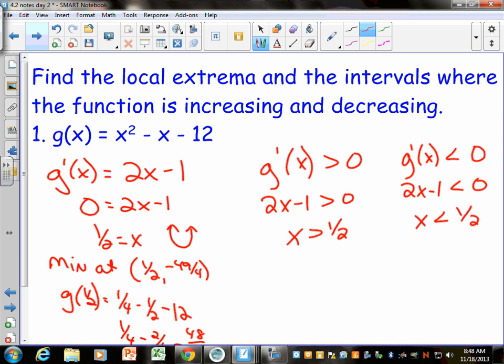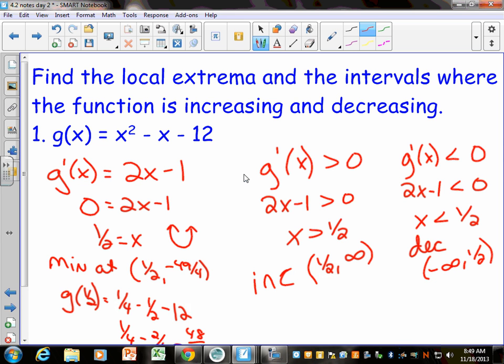It says, give intervals where the function is increasing and decreasing. Because of this, I know my graph is increasing from 1 half to, where does it stop increasing? Think about the shape of our graph that we know already. To infinity! And it's decreasing from where to where? Negative infinity to 1 half.